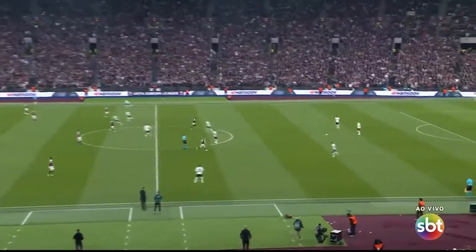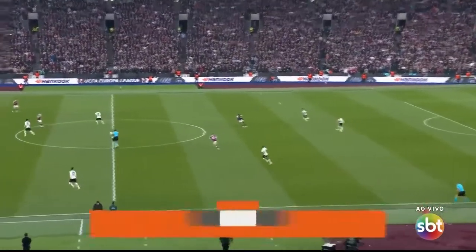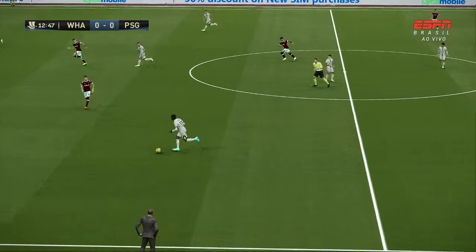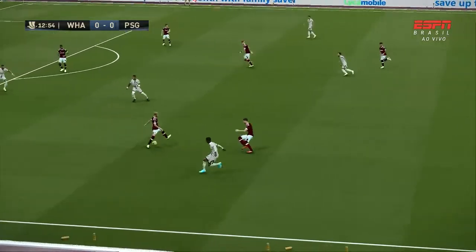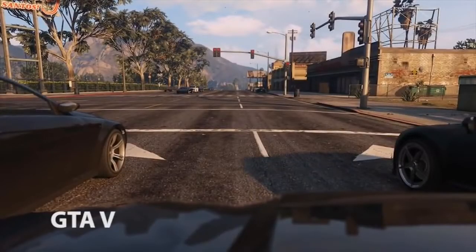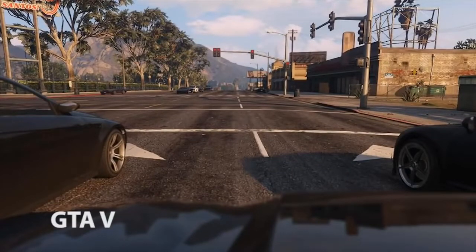In this work, we are enhancing photorealism enhancement. To understand what that means, let us have a look at some footage from the game Grand Theft Auto V. The game looks great, but it is not quite photorealistic.